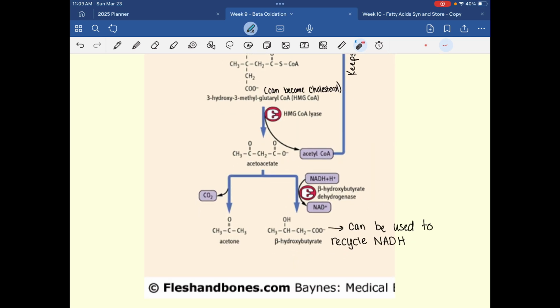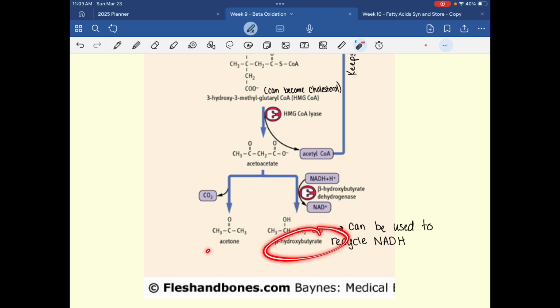How do we get the others? One more enzyme, beta-hydroxybutyrate dehydrogenase, can break that down further. We like this molecule a lot because we can use it to recycle NADH. That's what's happening right here. So if we have lots of NADHs that aren't going to the electron transport chain because we have enough energy, we need to recycle them so they can be used again. So that's the point of making this.